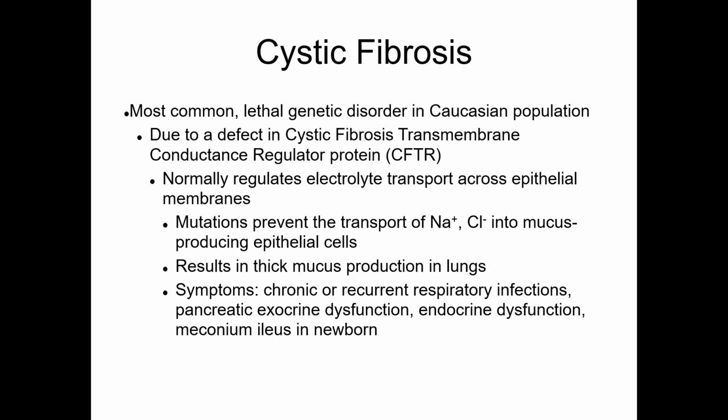Cystic fibrosis has been mentioned previously in this class, just briefly, but it is the most common lethal genetic disorder in the Caucasian population. It's due to a defect in the cystic fibrosis transmembrane conductance regulator protein, or CFTR. Normally it regulates electrolyte transport across the epithelial membranes, but mutations prevent the transport of sodium and chloride into the mucus-producing epithelial cells. This results in thick mucus production in the lungs. Symptoms include chronic or recurrent respiratory infections, pancreatic exocrine dysfunction, endocrine dysfunction, and meconium ileus in the newborn.